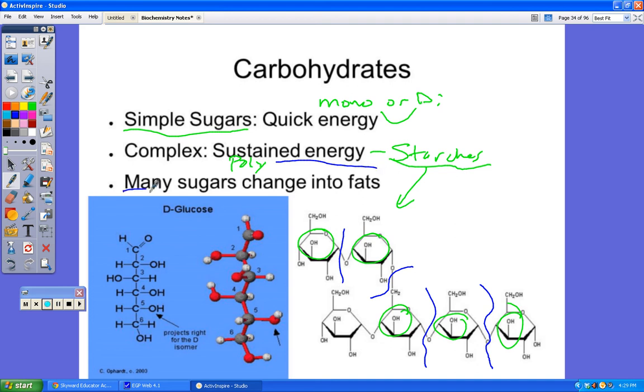Many sugars, if you eat too many sugars, it changes into fat. So basically the reverse of this is true, where if you eat a bunch of these ring structures, and eventually over a long period of time, those will start to attach together, and then that gets stored in your body for later. So just like if you eat too much sugar, fat molecules, fat particles can start to form in your body.